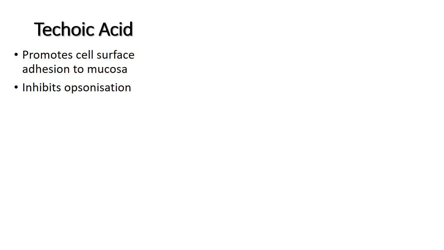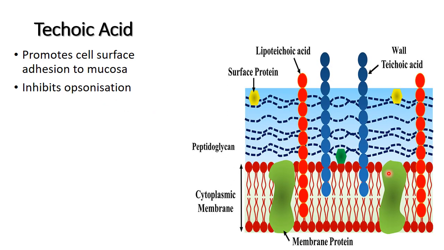To talk about teichoic acid, there's really not much to say about this one, because it only promotes cell surface adhesion to the mucosa, and just like the microcapsule, it also inhibits opsonization. Then, looking at the structure of the cell wall, as you can see, we have teichoic acid right over there, and these are the functions.